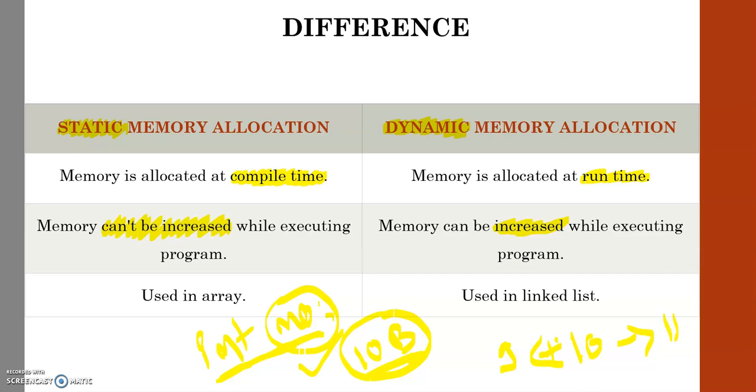And the last point is use. When we say static memory allocation, the array is an example, and for the dynamic memory we have the linked list, right? So this is the difference between the static memory allocation and the dynamic memory allocation. Now we will see dynamic memory allocation in more detail.